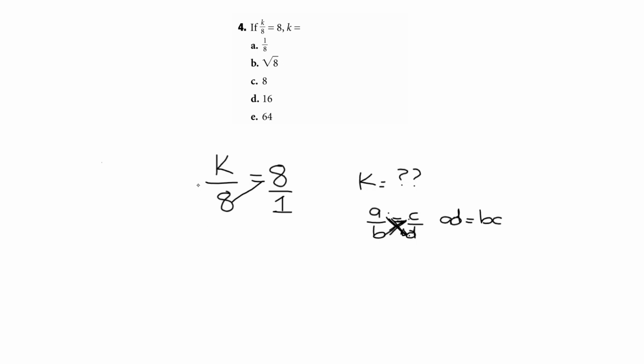It's the same thing here. I'm going to cross multiply. So K will multiply 1, 8 will multiply 8. K multiplying 1 creates K is equal to 8 multiplying 8 gives us 64. And that is option E.